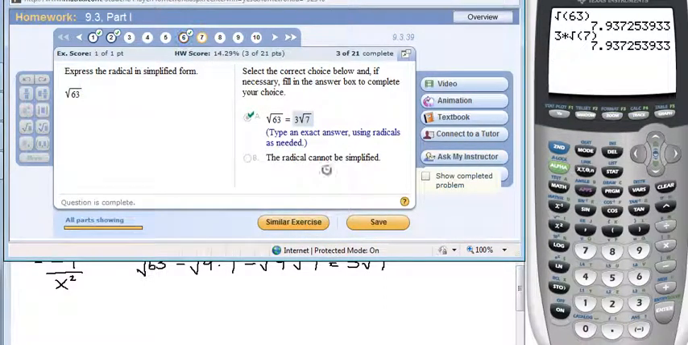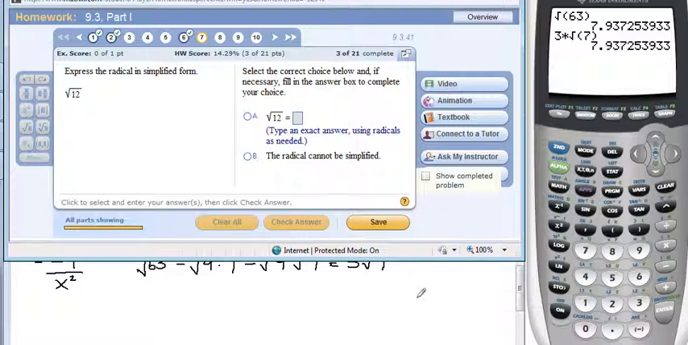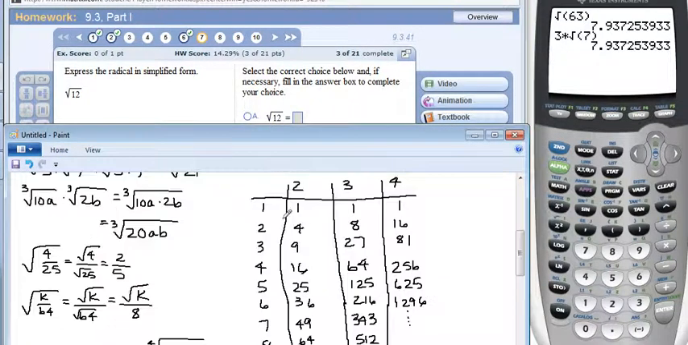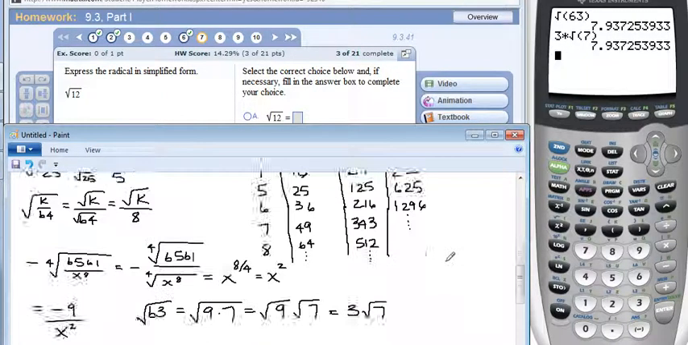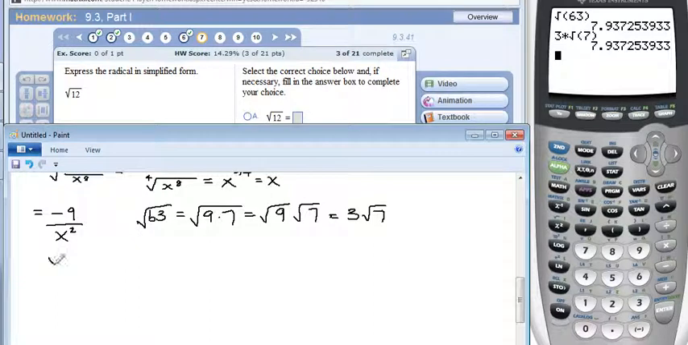I'm not going to check all of these. Same thing here. What's hiding inside a 12? Well, there's a 4 in there, isn't there? So 12 can be broken apart into 4 times 3. I'm trying to pick out the biggest perfect square that I have within there. And then I can split, and then I can evaluate. This is 2. So this is finished.